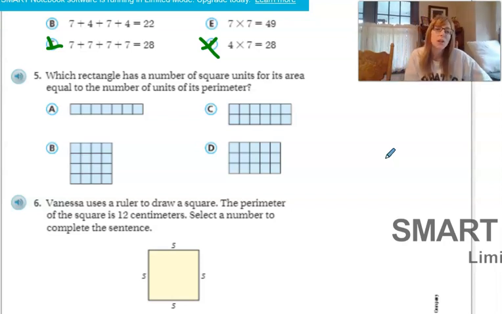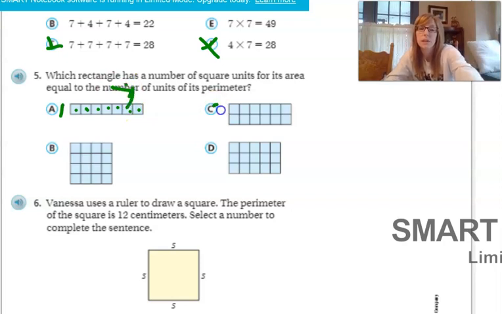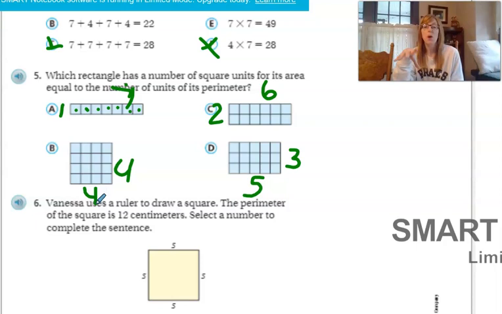All right. Which rectangle has a number of square units for its area equal to the number of units of the perimeter? So it's going to have the same area and same perimeter number. Okay. So we need to go through here and we need to make sure that we choose wisely. So this is 1 and 7. This is 2 and 6. This is 3 and 5. And this is 4 and 4. So go through, pause the video, find the area and find the perimeter and find which one has the same units.